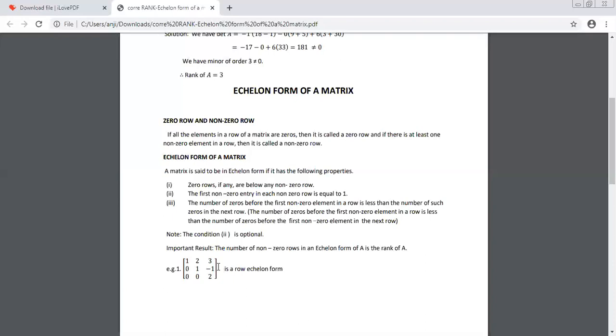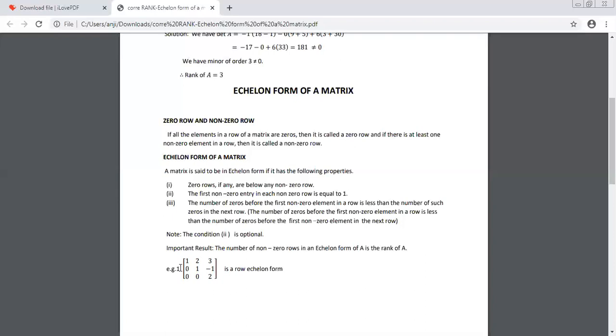So just see this example: 1, 2, 3, 0, 1, -1, 0, 0, 2. In this, there are no zero rows. Now, to check the third condition, the number of zeros before the first non-zero element in a row, I am taking the first row. What is the first non-zero element? 1 is the first non-zero element. How many zeros are there before 1? No zeros, or simply 0.